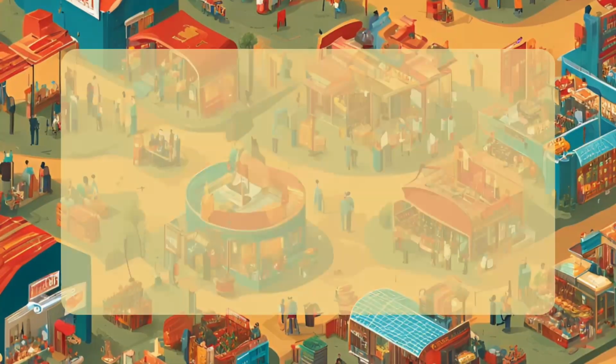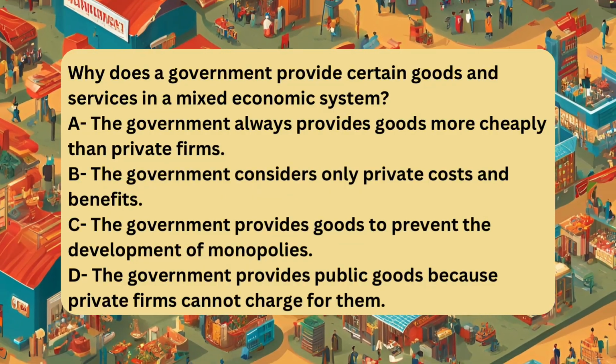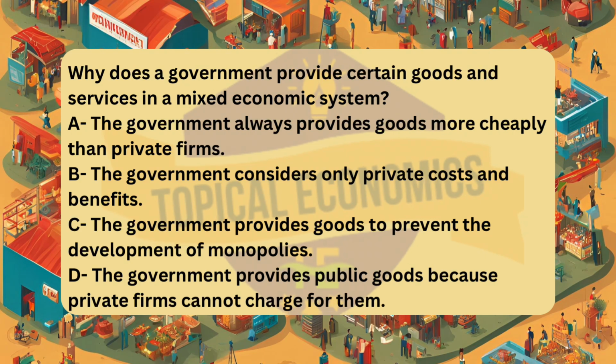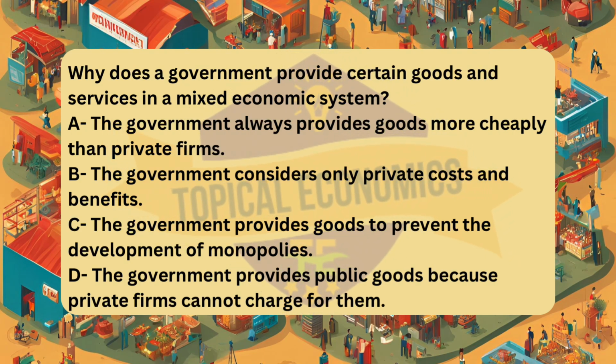Moving to question 7. Why does a government provide certain goods and services in a mixed economic system? A. The government always provides goods more cheaply than private firms. B. The government considers only private costs and benefits. C. The government provides goods to prevent the development of monopolies. D. The government provides public goods because private firms cannot charge for them. This question is from year 2021 October-November version 3 paper.